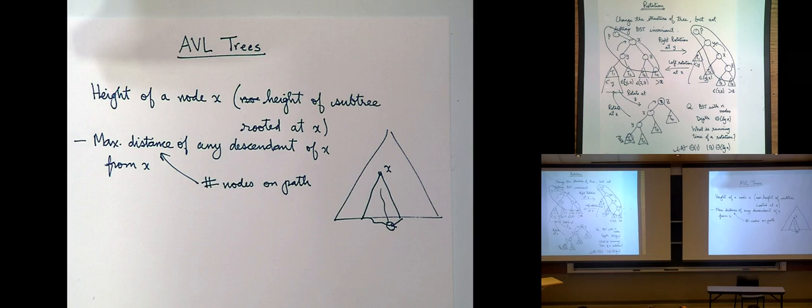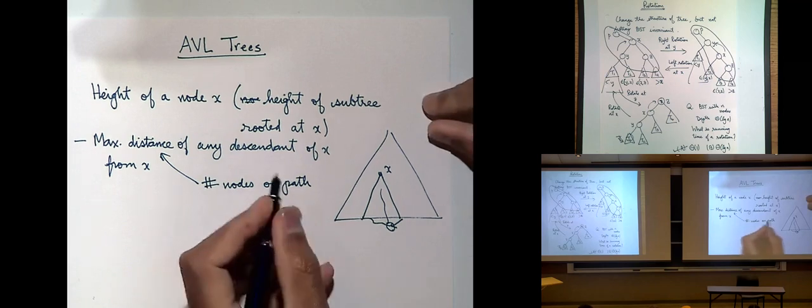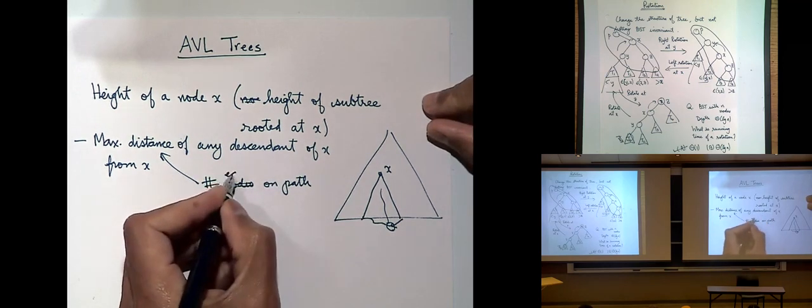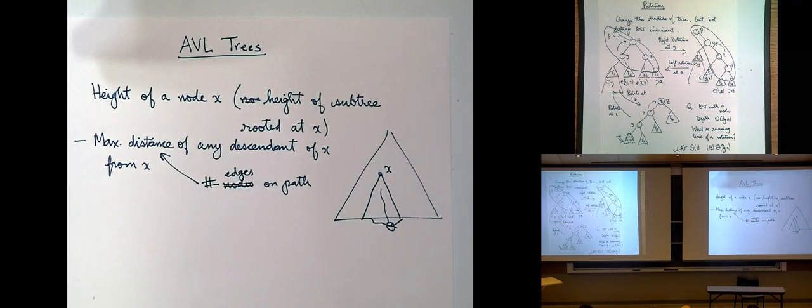That way the height of a leaf will be 1. Actually, let me think about it a bit. Should I do nodes or? No. The height of the root is actually going to be large. So I'm going to look at the number of edges on the path.